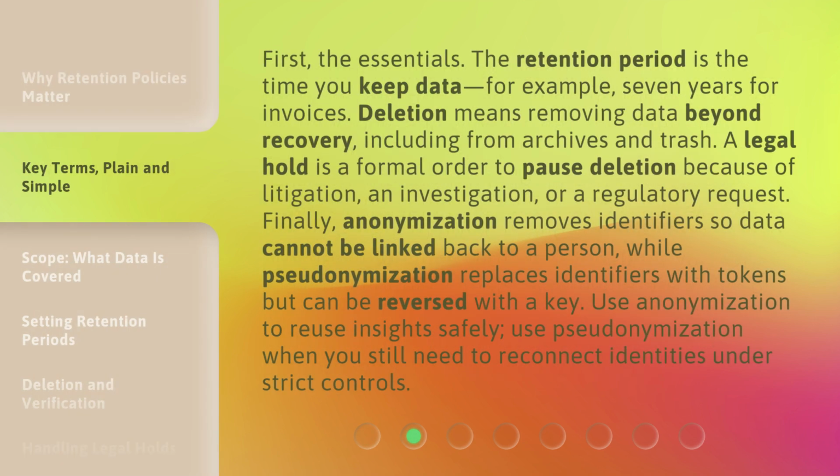First, the essentials. The retention period is the time you keep data. For example, 7 years for invoices. Deletion means removing data beyond recovery, including from archives and trash. A legal hold is a formal order to pause deletion because of litigation, an investigation, or a regulatory request. Finally, anonymization removes identifiers so data cannot be linked back to a person, while pseudonymization replaces identifiers with tokens but can be reversed with a key. Use anonymization to reuse insights safely. Use pseudonymization when you still need to reconnect identities under strict controls.